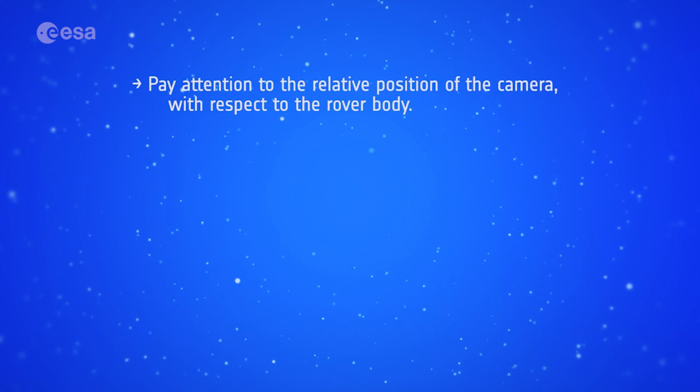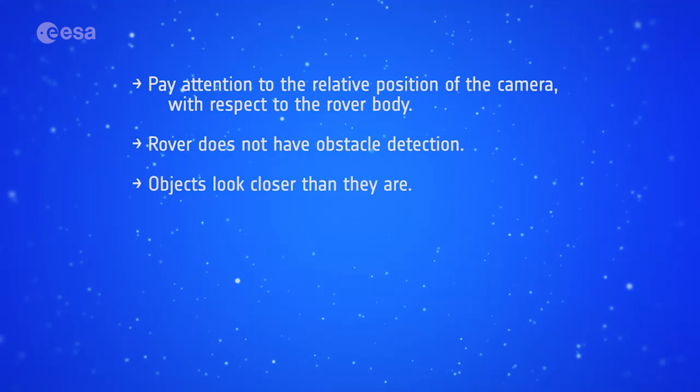Okay, let's finish this video with a summary of the main points. Pay attention to the relative position of the camera with respect to the rover body, especially when driving. The rover has no obstacle detection, so you should assess the environment and decide what is safe. Ground will only step in to avoid real damage. Objects do look closer than they are.